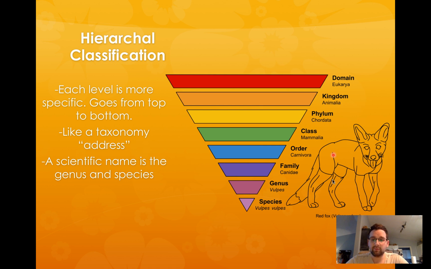All right, so here's an example. Red fox, like we have around here. Its domain is Eukarya, kingdom is Animalia, phylum Chordata, class Mammalia, order, family, genus, all the way down to its species. A scientific name you maybe heard before, and I've said it a few times, is the genus and the species. With the red fox, its genus and species name is the same, so it's called Vulpes vulpes.